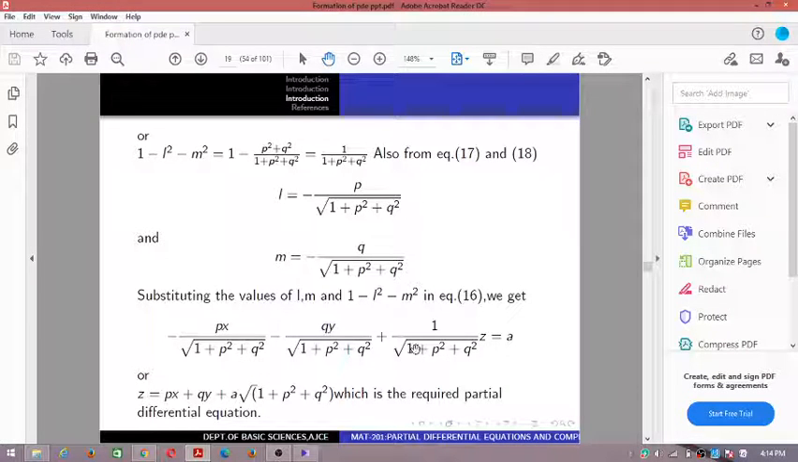Or we can multiply throughout by square root of (1 plus p square plus q square) and transfer the negative terms to the right. We will get z is equal to px plus qy plus a into square root of (1 plus p square plus q square), which is the required partial differential equation.